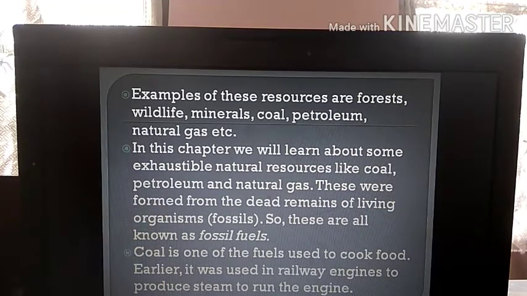Coal is one of the fuels used to cook food. Basically, in cities we don't use coal for cooking food. We have LPG, right? But still coal is a very good source for cooking food also because it is a form of fuel. Earlier it was used in railway engines to produce steam to run the engine. I think you must have heard about steam engines. Earlier, steam engines used coal as a fuel. When the coal burned, the engine used to run.